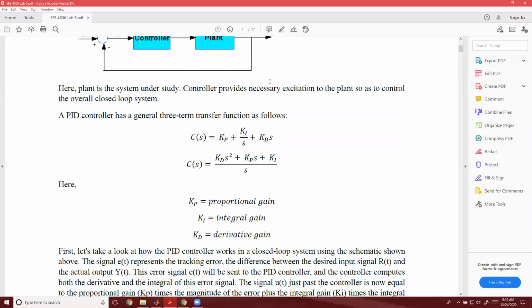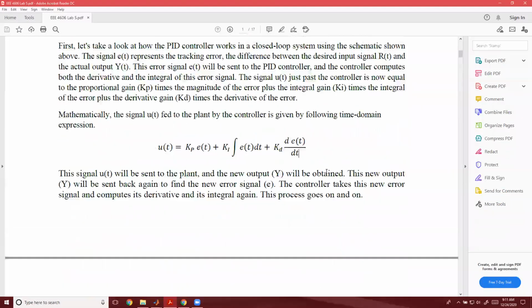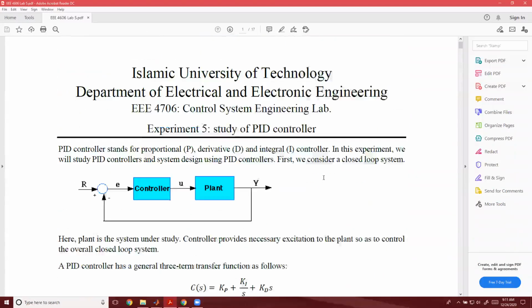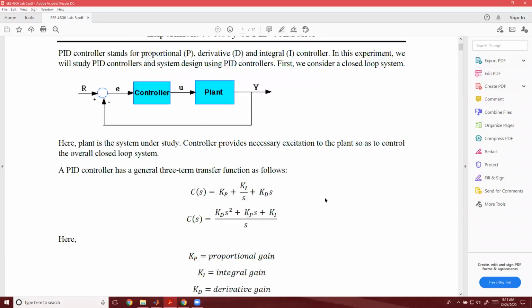This is used to compute the new output, right? And the error is then again calculated, and this process keeps going on and on. The controller takes the new error and finds its derivative and integral again and again. So this is a continuous process. And as I was saying, we can have any combination of P, I, and D in this controller block. We can have a P controller by itself, a D controller by itself, an I controller by itself. We can have PI, we can have PD, or we can have PID. We can have any combination.